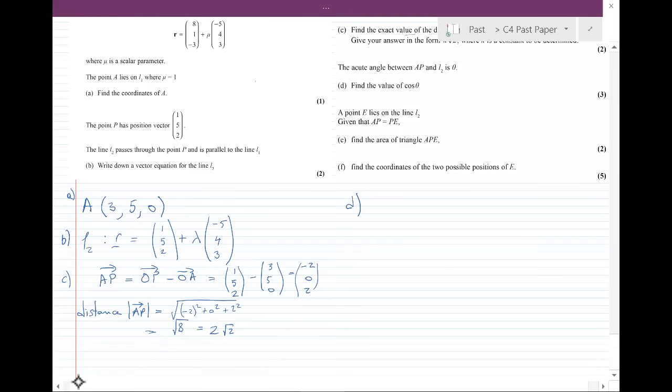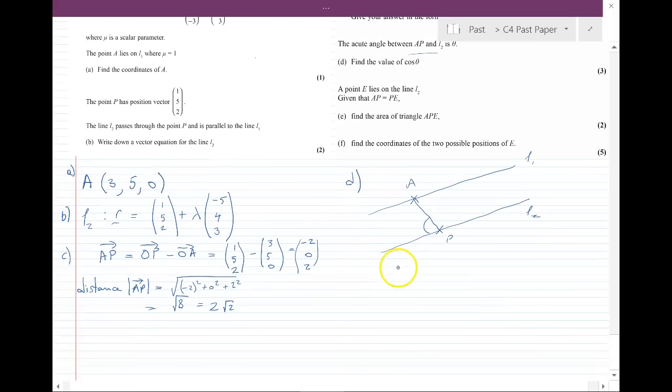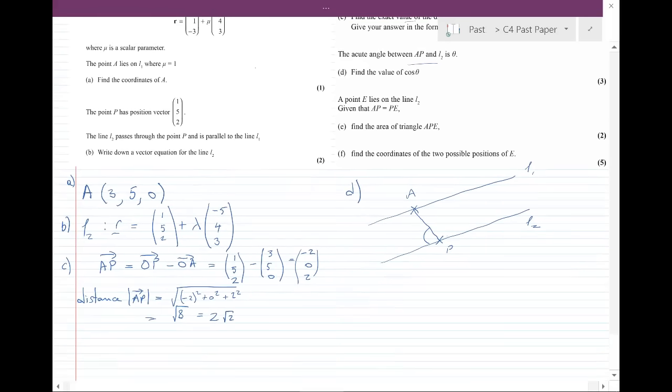Okay, so question D is to find the acute angle between AP, we've got two lines, L1 and L2. A is some point on L1 and P is some point on L2, and it wants the acute angle here. Right, so if it wants the acute angle, the cosine of it needs to be positive. So if my dot product comes out negative here, I'll change the sign of it.